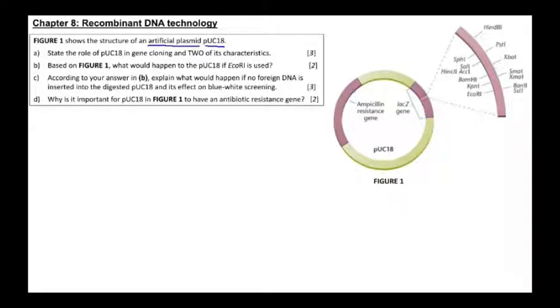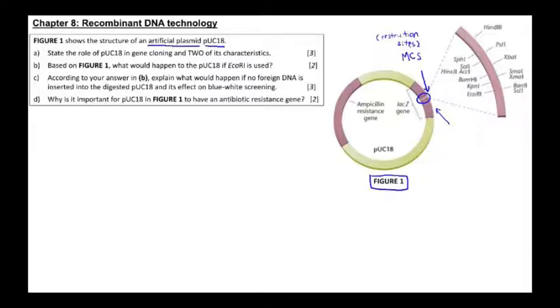Let's learn the structure of the artificial plasmid here. This plasmid consists of the lacZ gene, and within the lacZ gene there is a part we call the multiple cloning site. What is a multiple cloning site? It consists of many restriction sites, which will be recognized by different restriction enzymes to cut the plasmid.